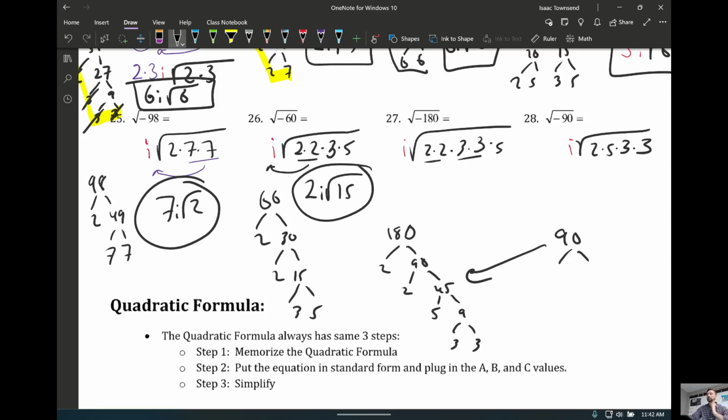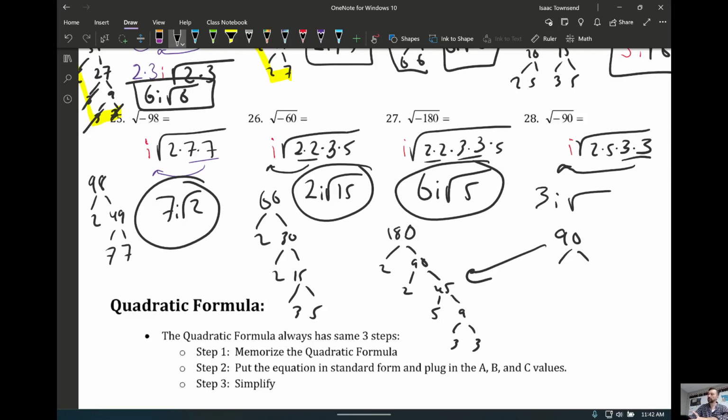27, you could bring out a 2 and a 3. So you've got a 2, a 3, and an i, which makes 6i outside and 5 left inside. And then notice on 28, I noticed that I'd already done this part of the factor tree, so I didn't have to do it again, if you were paying attention there. You could pull out a 3, so 3i square root of 10. That's what you were aiming for there.